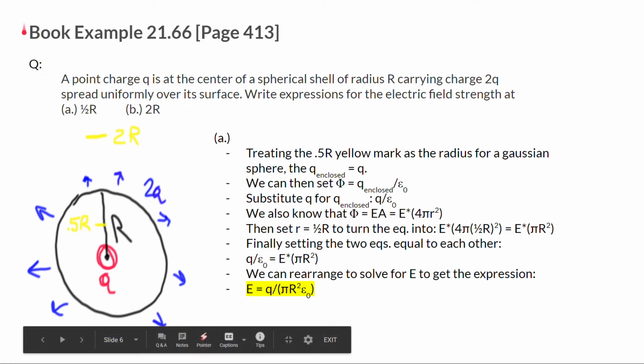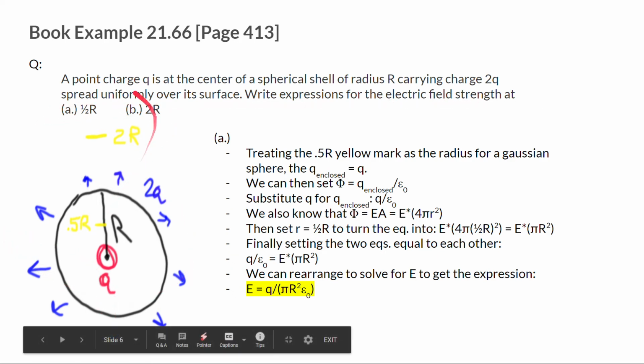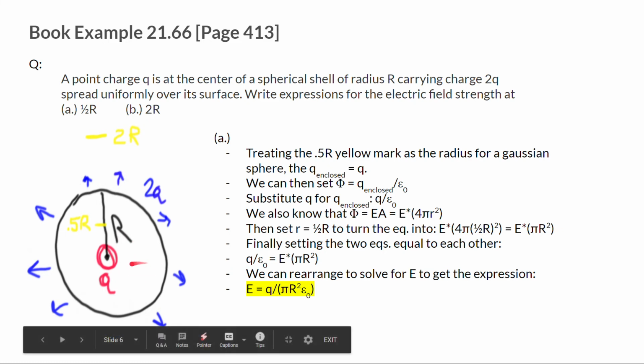For a further example, we have book example 21.66 on page 413, where the question is, a point charge Q is at the center of a spherical shell of radius r, carrying charge 2Q spread uniformly over its surface. Write expressions for the electric field strength at A, 1/2 r, and B, 2r. Notice that it doesn't say it is a conductive surface. Thus, since it's not a conductive surface, you will have charge still within the shell, the spherical shell, rather than having it all located along the surface. If it was conductive, there would be nothing in here.